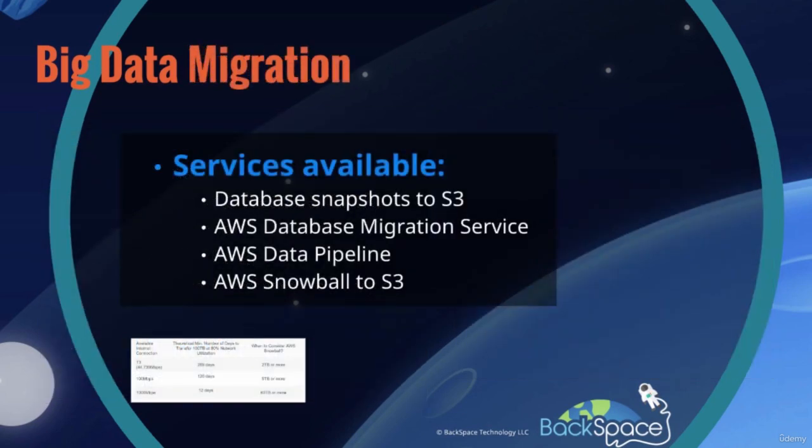In order to get your big data into AWS, there are a number of services that you could use. This is not an exhaustive list, but you could look at using a database snapshot to Amazon S3. You could use the AWS Database Migration Service. For example, if you wanted to migrate your database over to a data warehouse such as Amazon Redshift, you could use the AWS Data Pipeline and create a pipeline to migrate that data over. And we could also use an AWS Snowball device to upload that to S3 as well.